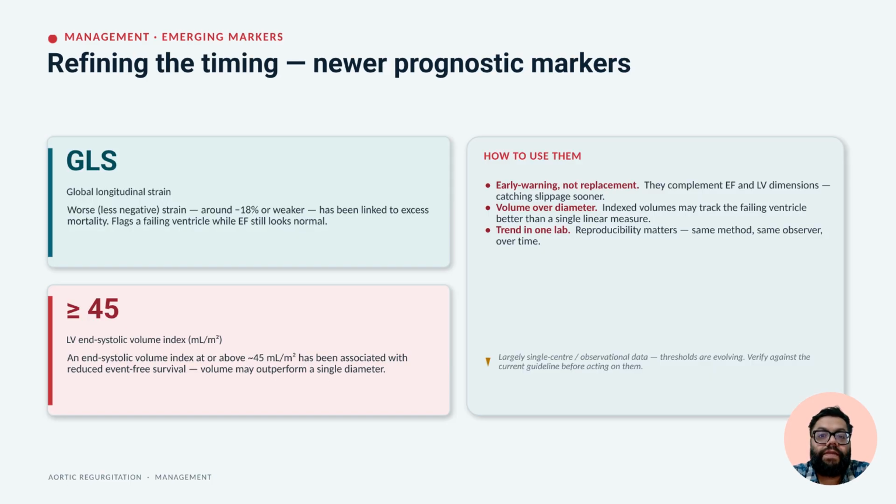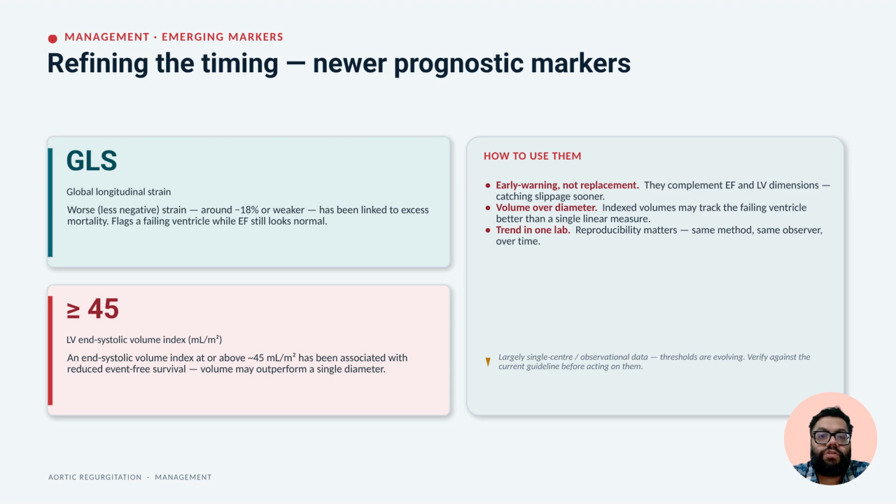The frontier of this topic is about operating at exactly the right moment, and two measurements are pushing that frontier. The first is global longitudinal strain. When the strain becomes less negative, weaker than roughly minus 18%, studies have linked it to excess mortality. And its great appeal is that it detects a ventricle starting to fail while the ejection fraction still reads normal. The second is the left ventricular end systolic volume index. At or above about 45 milliliters per square meter, it has been associated with worse event-free survival. And the principle there is that a three-dimensional volume may capture the struggling ventricle better than a single linear diameter ever could.